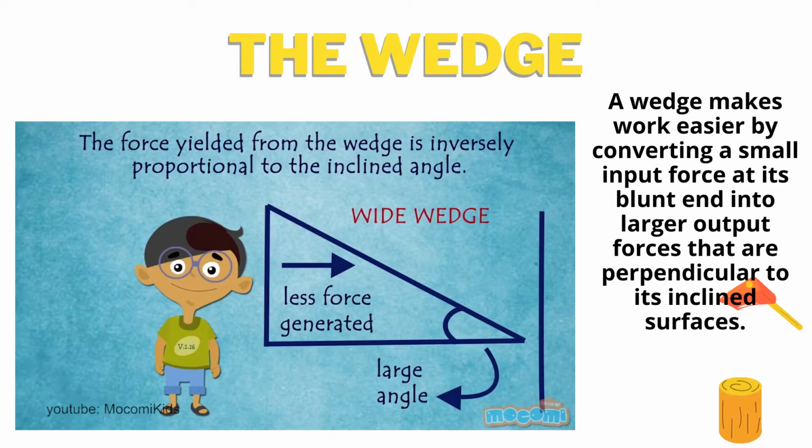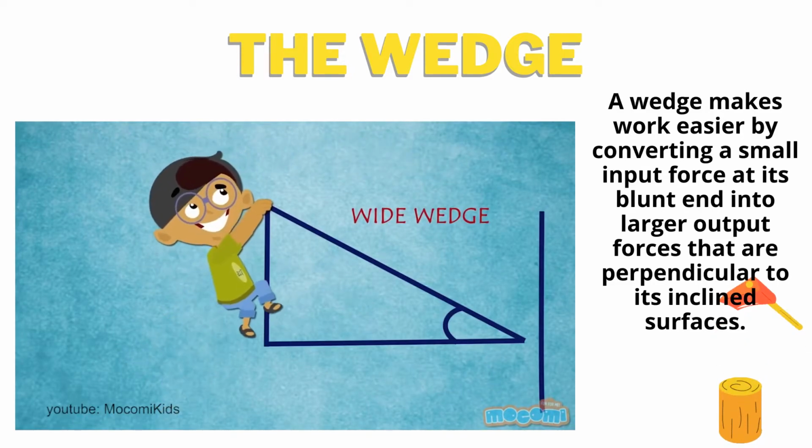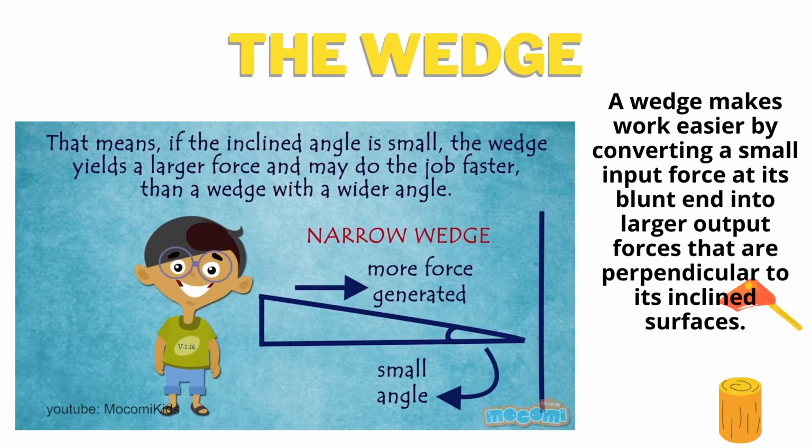A wedge makes work easier by converting a small input force at its blunt end into larger output forces that are perpendicular to its inclined surfaces. The mechanical advantage of a wedge is equal to the ratio of its length to its thickness. To produce the same output force, a longer wedge that is thinner will require less force than a shorter wedge that's thicker.